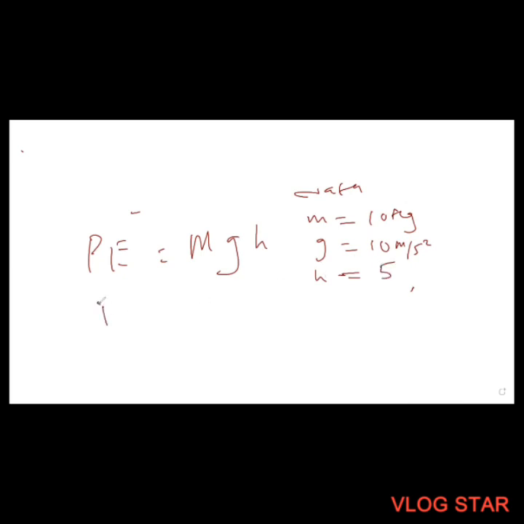So we want to calculate the potential energy. Potential energy will be given by m, which is 10, times 10 times 5. 10 times 10 is 100. 100 times 5 is what? 500. So we have 500 joule. Energy, whether potential or kinetic, is always measured in joule. So that is how we're able to solve it out.